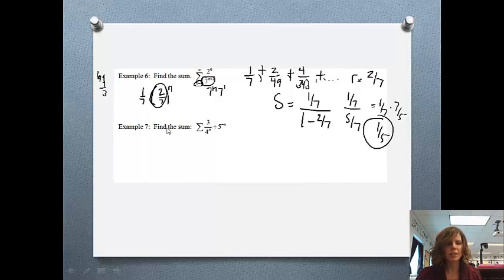All right, in example 7, find the sum. We have 3 over 4 to the n plus 5 to the n to the negative 1. One thing that I'm going to do on this one, because we have a plus sign, we can treat these as two separate series. So I'm going to actually find 3 over 4 to the n plus 5 to the negative n, and I was naughty on this one because I did not put some limits. This should be at n equals 0, and this will go to infinity. So for each of these, we'll have n equals 0 and n equals infinity. So we basically have two problems in one here.